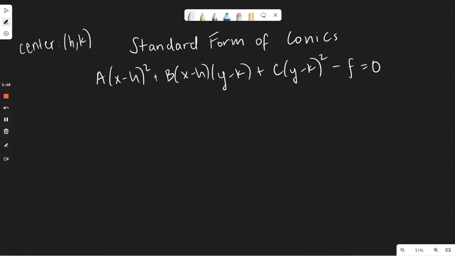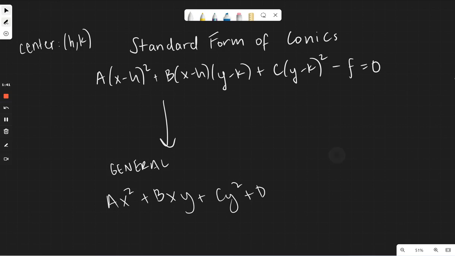And so if we were to expand this out, we'd eventually get it into a form. You can see the a has an x squared, the b has an xy term. We'd eventually get it to the general form, which is ax squared plus bxy plus cy squared plus dx plus ey plus f equals 0.